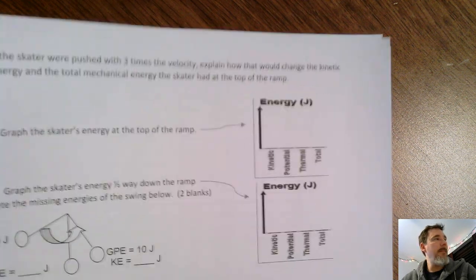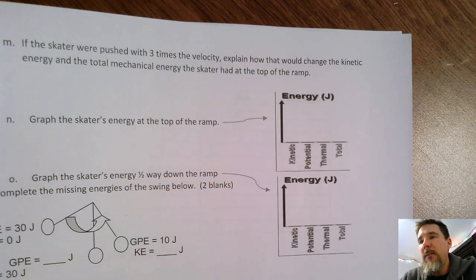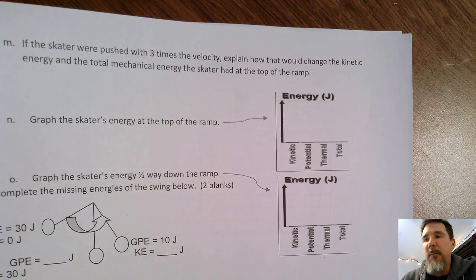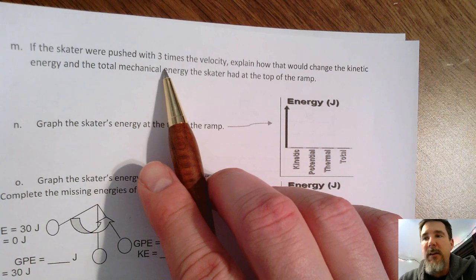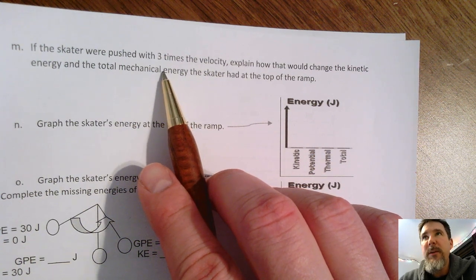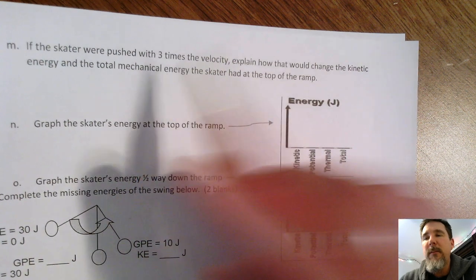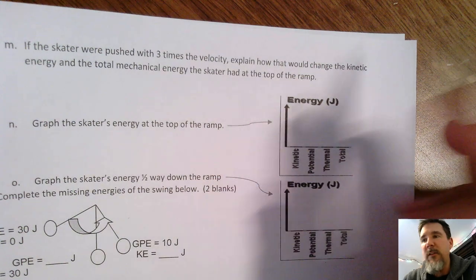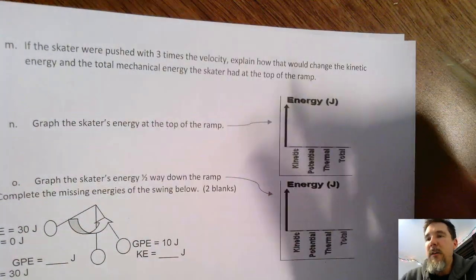Honestly, just make sure you can do this. Look at M, that's not the bar chart, but make sure you're able to do that. If she pushed with 3 times the velocity, just check the key, all right? It's going to explain. She's going to have 3 times the starting kinetic energy, but she's going to have the same amount of potential energy to start with. Look at the key, ask me questions, all right? But this only affects the kinetic energy of it.